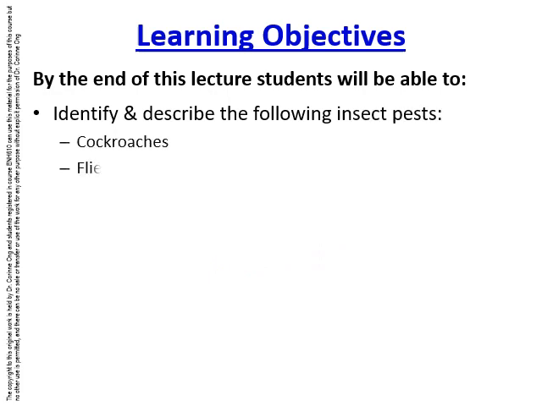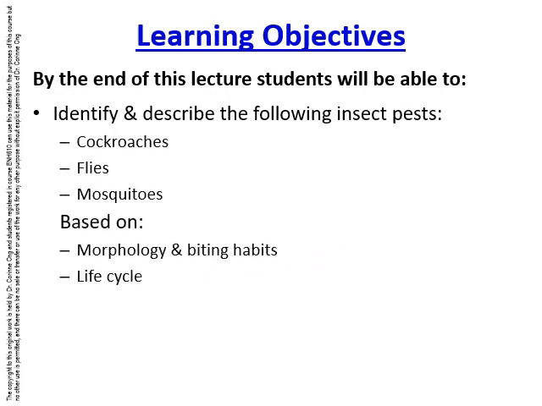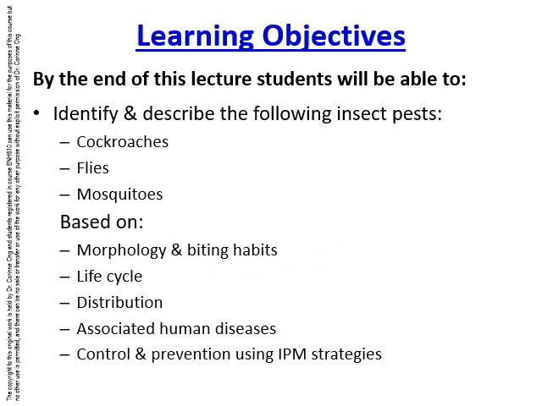So the learning objectives for this part of the lecture are to identify and describe cockroaches, flies, and possibly mosquitoes if we have time. This is based on their morphology, their biting habits, their life cycle, their distribution, and associated human diseases, if there are any, and their control and prevention using integrated pest management strategies.